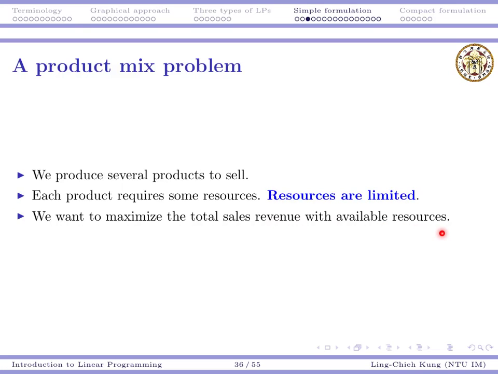We may imagine the following situation. We have different products to produce, and they require different resources. There are many products and many different resources, and the interrelationship between products and resources is somewhat complicated. Now we are asking, given all those things we have, how may we optimize the total sales revenue, or optimize the product mix?